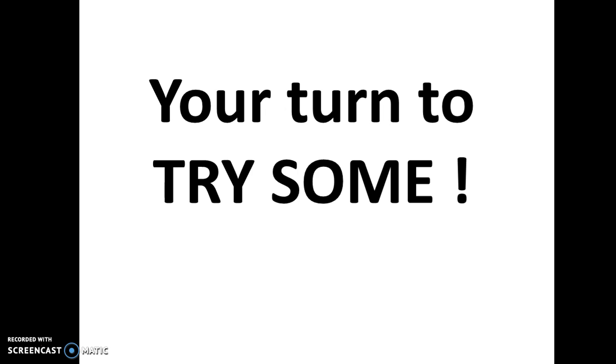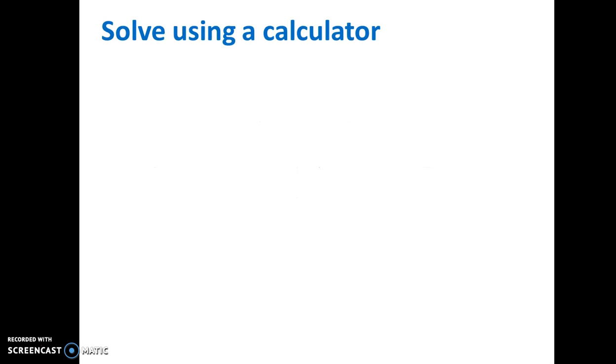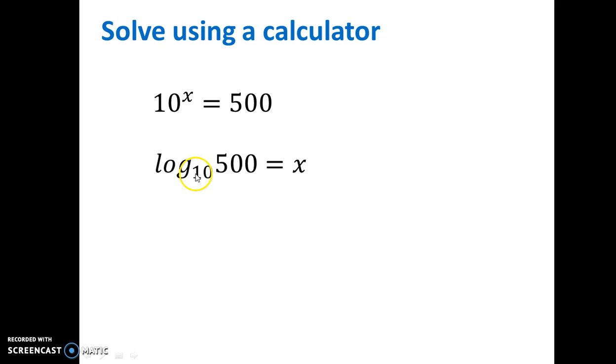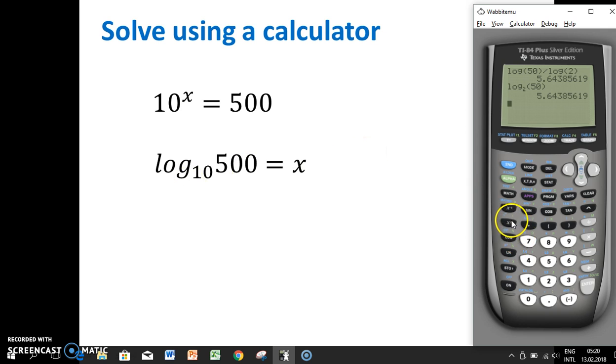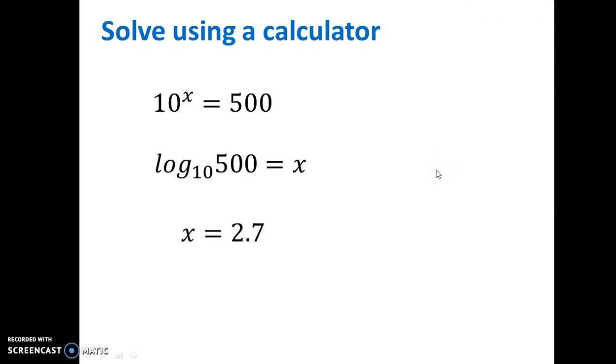All right, now it's your turn to try some. This one says solve using a calculator. So try this one using a calculator. You will change it to log form first. Okay, hopefully you looked at that and you said, okay, I see log base 10 of 500 equals x. This can now be punched in our calculator. Let's see, log base 10 is just log, right? 500. And that produces 2.7 if it's rounded. So 2.7 is our answer there.